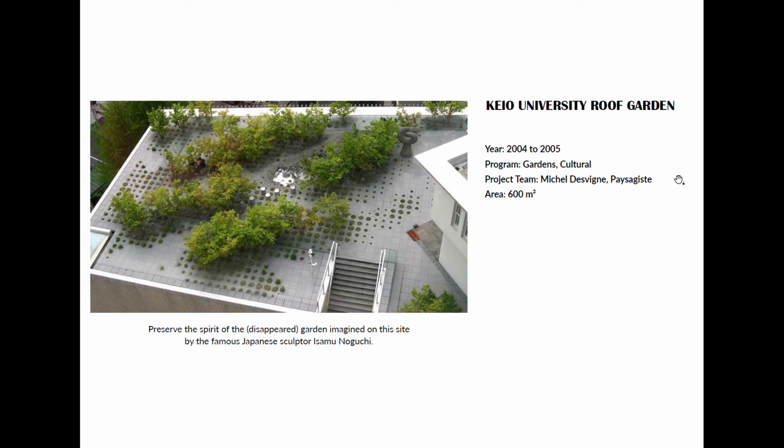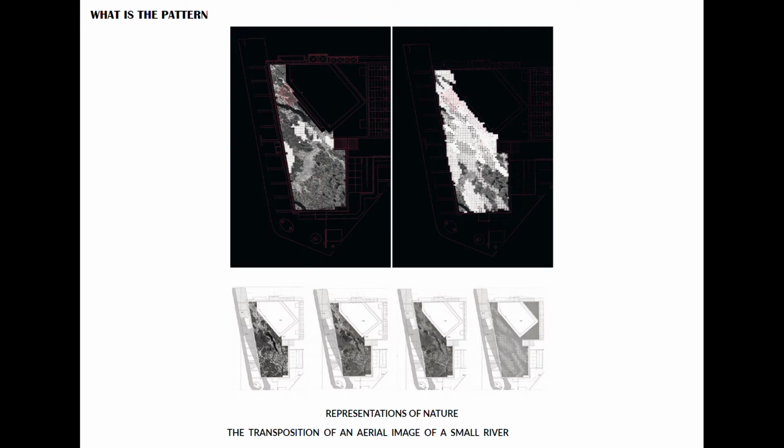Good morning, everyone. I'm going to introduce Keio University Roof Garden designed by MDP from a pattern perspective. In terms of the purpose of this pattern, taking up the idea of representations of nature, the whole design is based on the transposition of an aerial image of a small river.